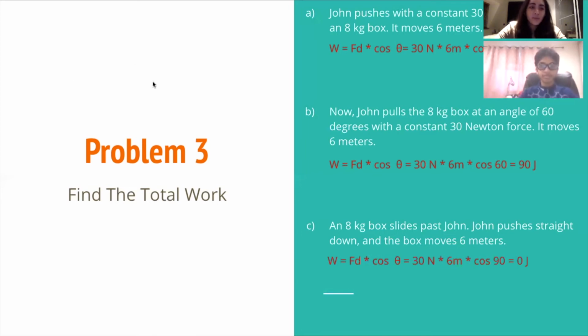Also, just on that point that Keshav was talking about, when we think of doing work on an object, you can also think of it as putting energy in the system. If you push a box up, you're putting energy into it and giving it gravitational potential energy.